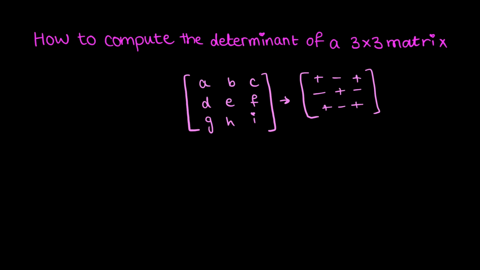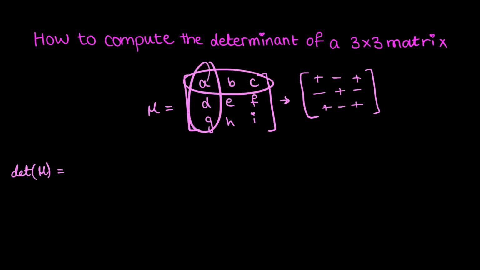First, I'm going to give my matrix an identity. I'm going to call it M. And to compute the determinant of matrix M, I will first decide what column or row I want to start with. Any choice that I make will give me the same answer, so it does not matter. I could choose this one, or this one, or this one, whatever. Does not matter. I personally like to choose the first row, so that's what we're going to do.